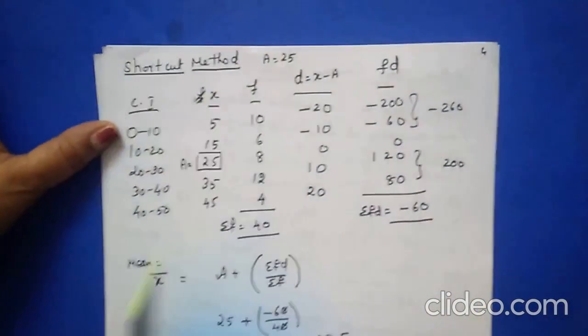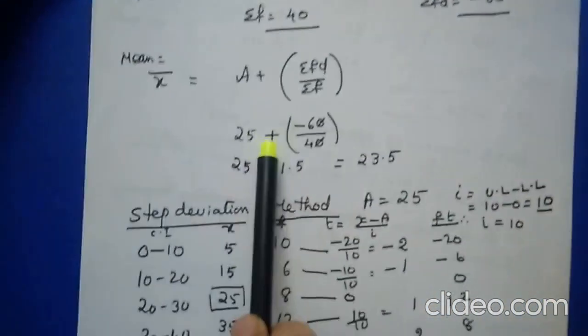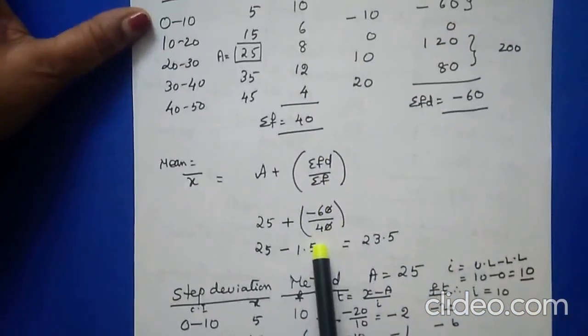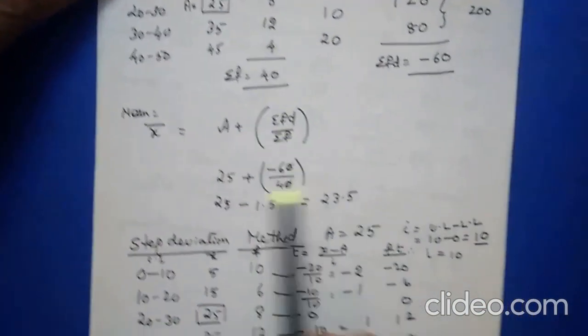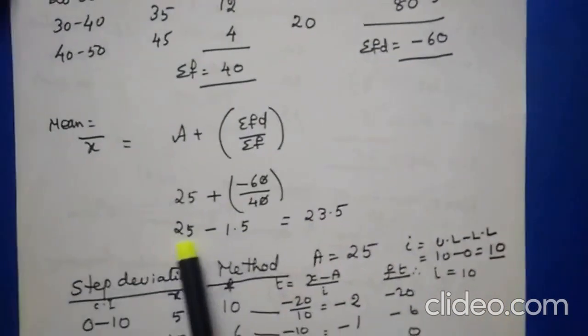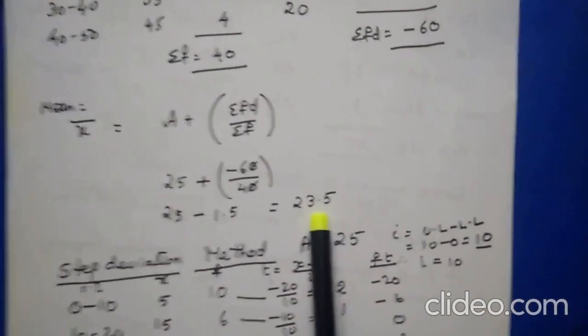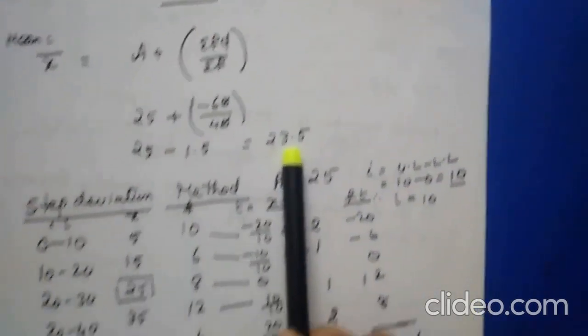The formula for the shortcut method: mean is equal to A plus sigma of fD divided by sigma of f. 25 plus minus 60 by 40. 0, 0 cancel. First you have to calculate this one. So you are getting 1.5. So 25 minus 1.5 is 23.5. The same answer you are getting. You got the same answer in the direct method also.